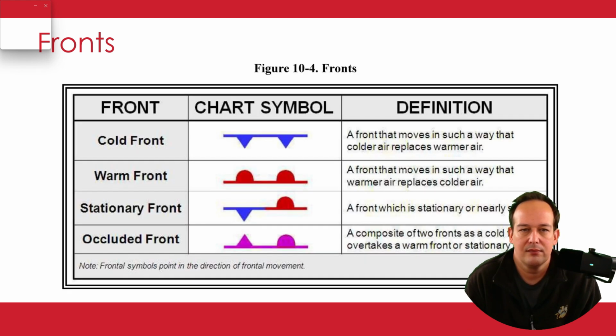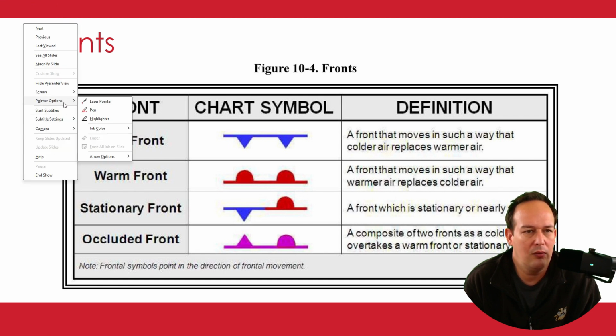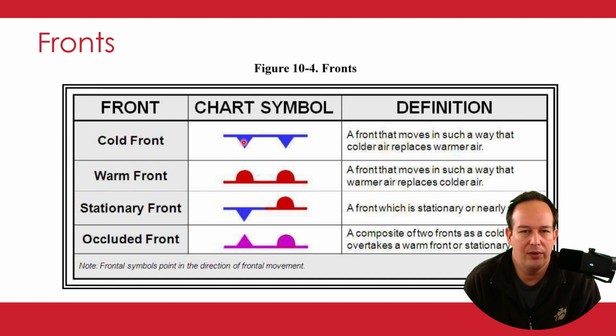And so here's the symbology that you'll see on a surface analysis chart or any other kind of aviation weather chart where they show the frontal boundaries. And so the cold front, and I'm going to go ahead and give you my laser pointer here, is indicated by this blue line with the blue triangles. And so the next one is a warm front. That's that red line with the red half circles.